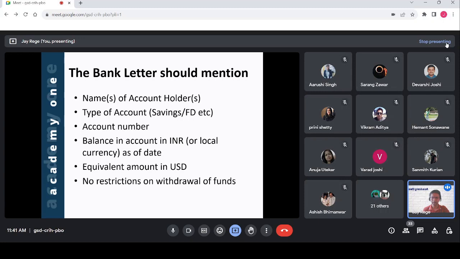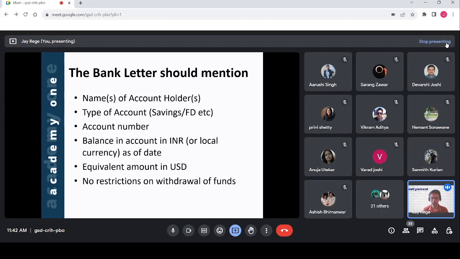Now, some banks will say that we will not mention the equivalent amount in US dollars. That is also absolutely fine. Don't argue too much with the bank. If they say they don't mention, let them not mention. But if they do, it is good. Now again, these are all whims and fancies of the bank and the bank manager at that moment.